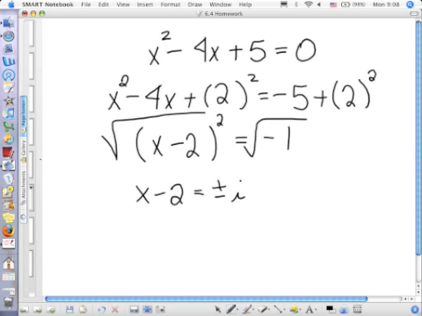All right, add 2 to both sides. You cannot add 2 to i because those are not like terms, so your final answer was 2 plus or minus i.